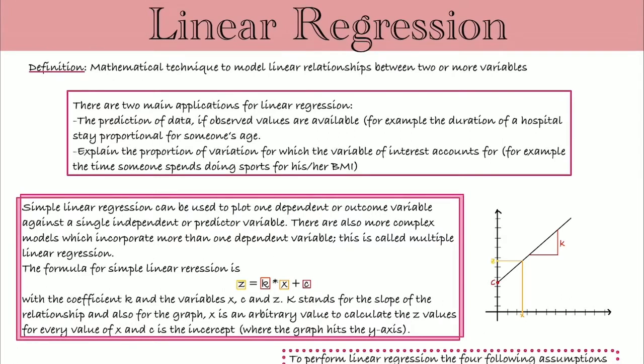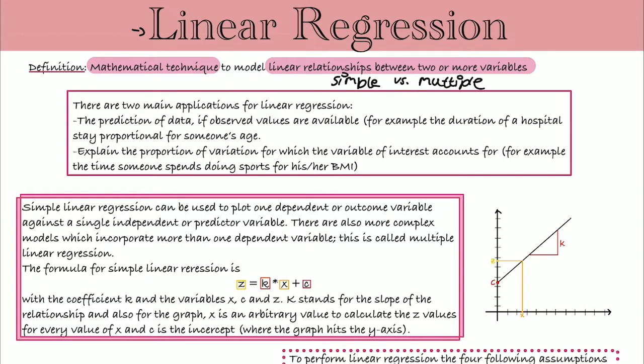Today we're talking about linear regression, which is a mathematical technique to model linear relationships between two or more variables. If we've got two variables, we're talking about simple linear regression, otherwise it's called multiple linear regression. We've got two main applications.